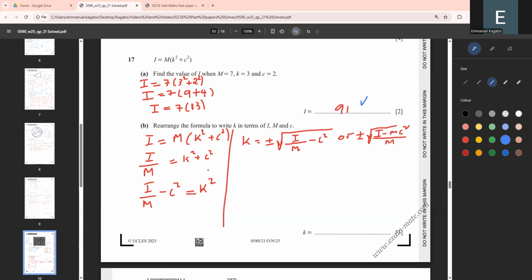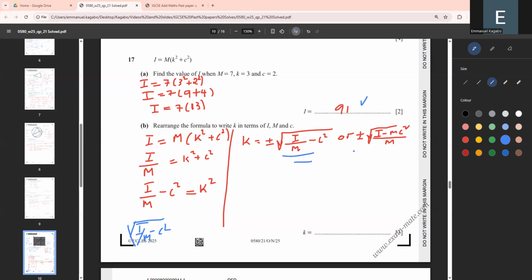What sign is this, guys? Squared. The reverse of squared is the square root. So when I take the square root, I'm going to have I over M minus C, all square rooted. That is your K. But you have to know that whenever you find a square root, it has to be plus or minus. That's why I have this one.